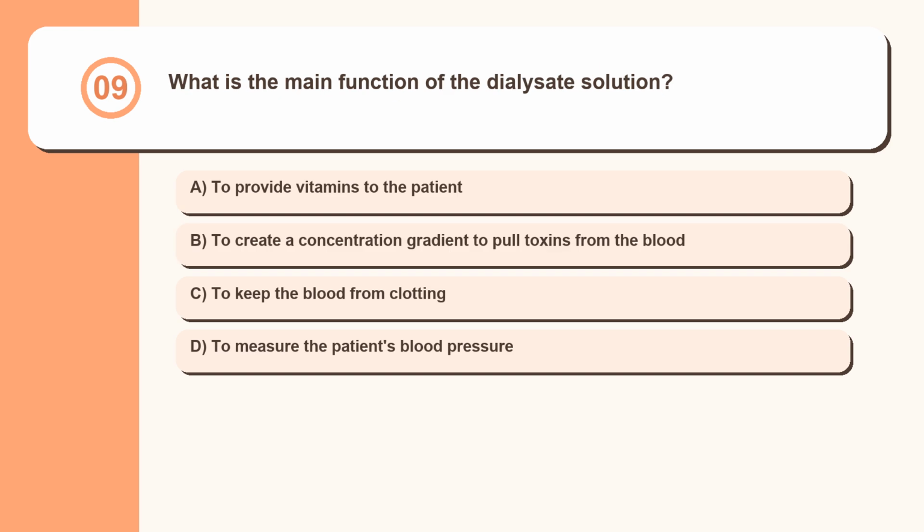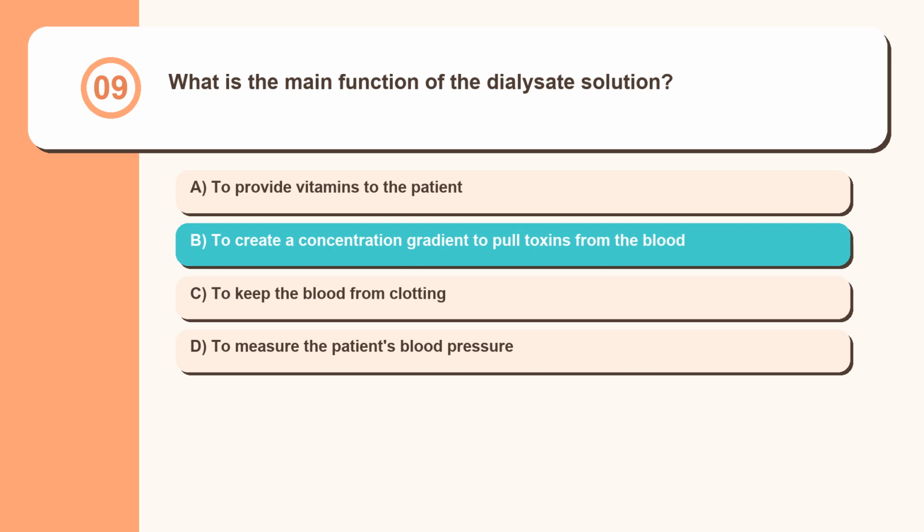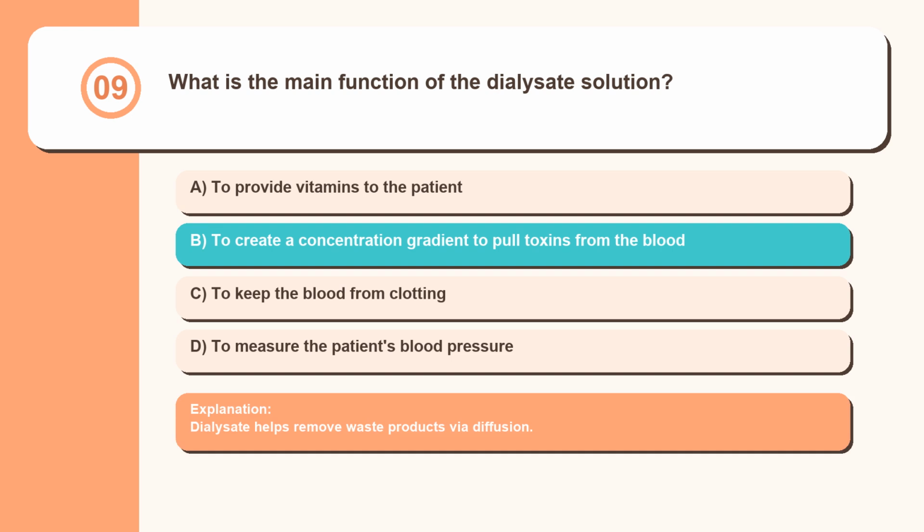Question 9. What is the main function of the dialysate solution? To provide vitamins to the patient, to create a concentration gradient to pull toxins from the blood, to keep the blood from clotting, to measure the patient's blood pressure. Dialysate helps remove waste products via diffusion.